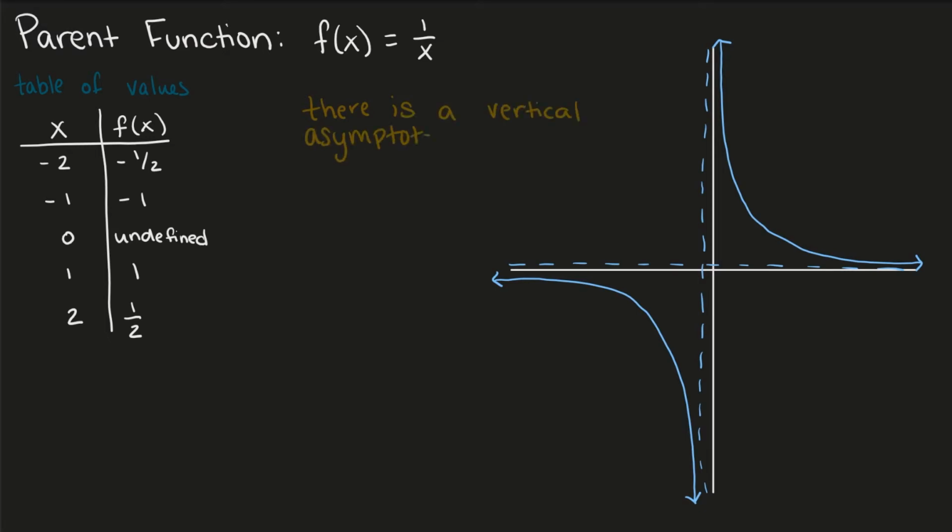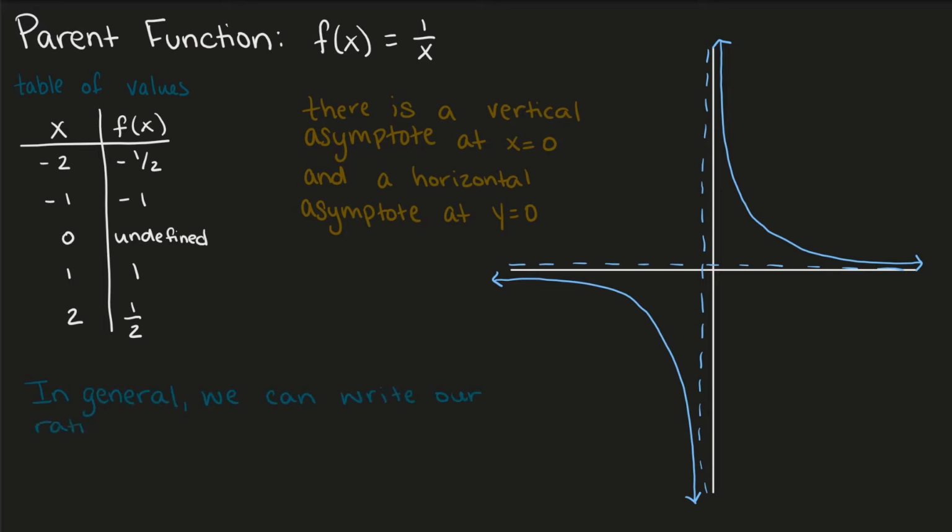We see when we plug in 0 for our x, we get undefined, and that's why we have a place where our function does not exist. This is what the graph of our parent function of rational functions looks like. You can use more values in your table of values to define exactly how this curve works, but this is the general shape of the graph.